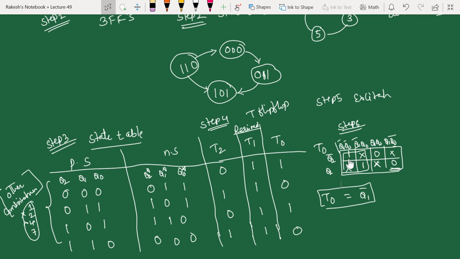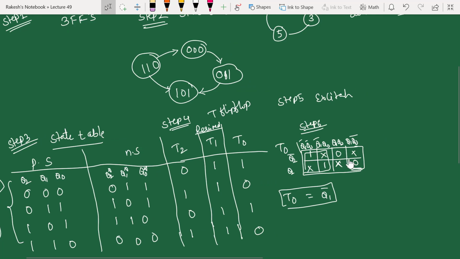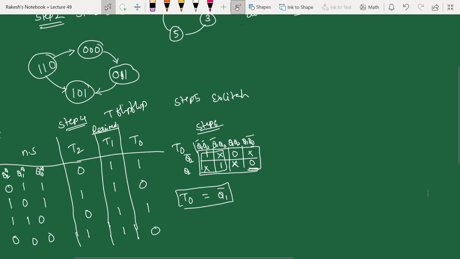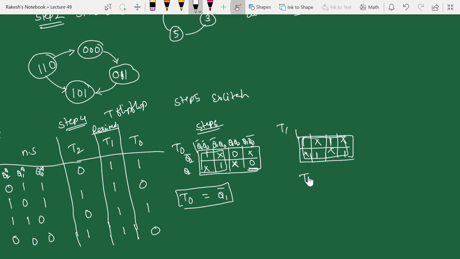Similarly, if I take T1, let's write for T1. Same thing, you are going to fill 0, that is 1, then 3, that is also 1, then 5, that is also 1, then 6, rest all are don't cares. So if you take everything as an octet, my T1 is 1.